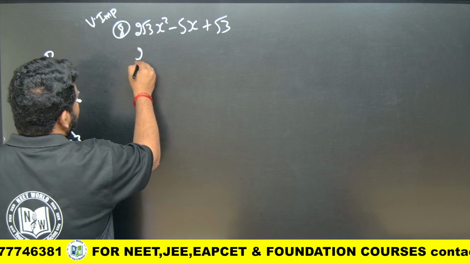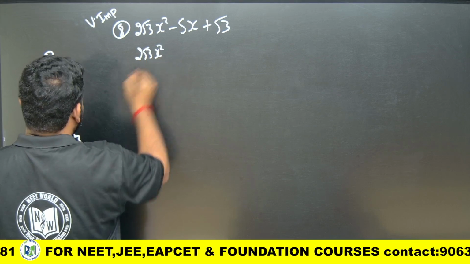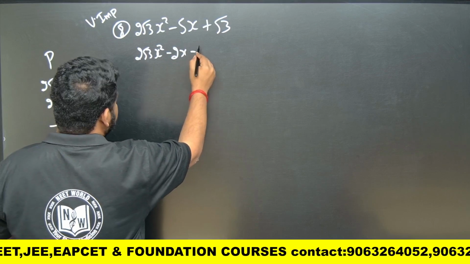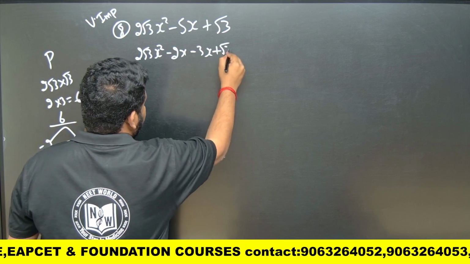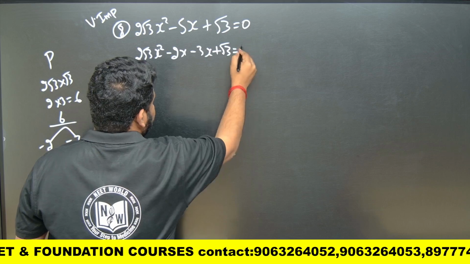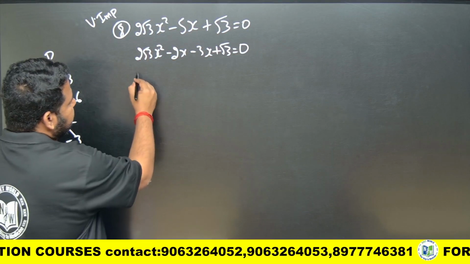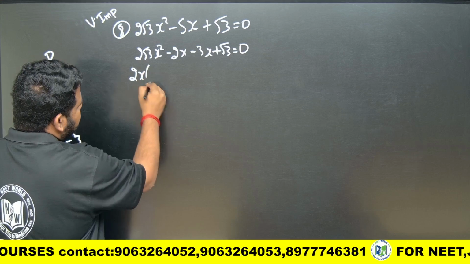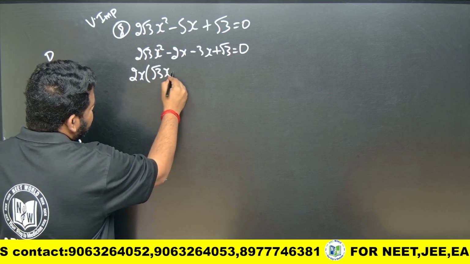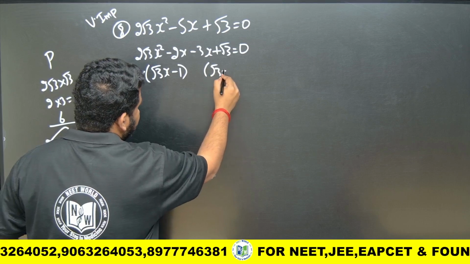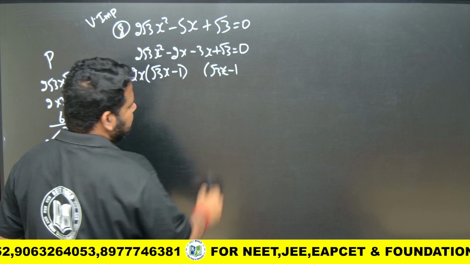I can write it as 2 root 3 x square minus 2x, and here I can write minus 3x plus root 3. First of all, I should equate it to 0. That we forgot. Now I have equated it to 0. If I take common, what is common here? 2x is common. Here I will be left with root 3x minus 1. So, here also it should be root 3x minus 1. Correct? Yes, root 3x minus 1.